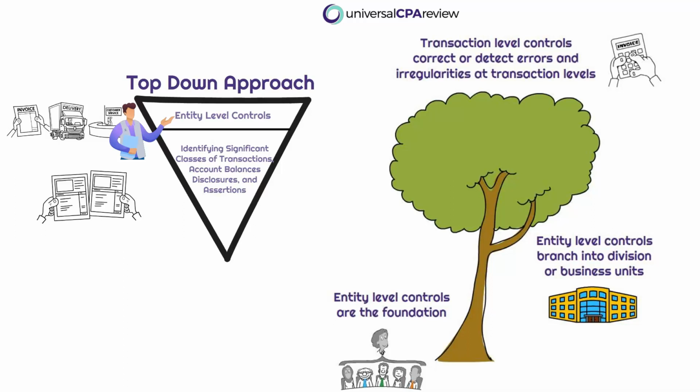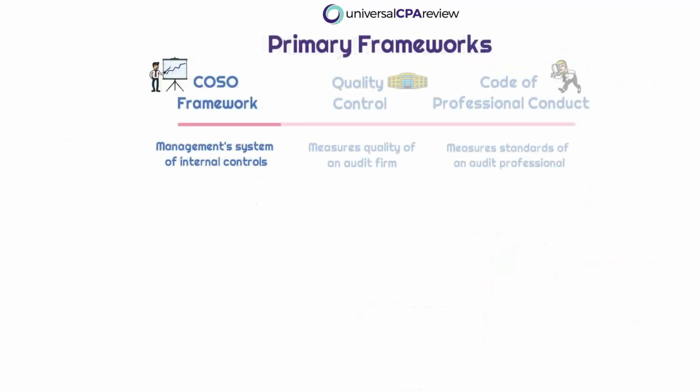Okay, so the exam likes to focus on entity level controls. Okay, so we're going to introduce framework number 3. And while we're going to introduce this at a high level, we're going to dig into this in more detail in another module. But the third framework is the COSO framework, right? We had the quality control framework, we had the code of professional conduct framework. Now we're talking about framework number 3, which has to do with management's internal controls.